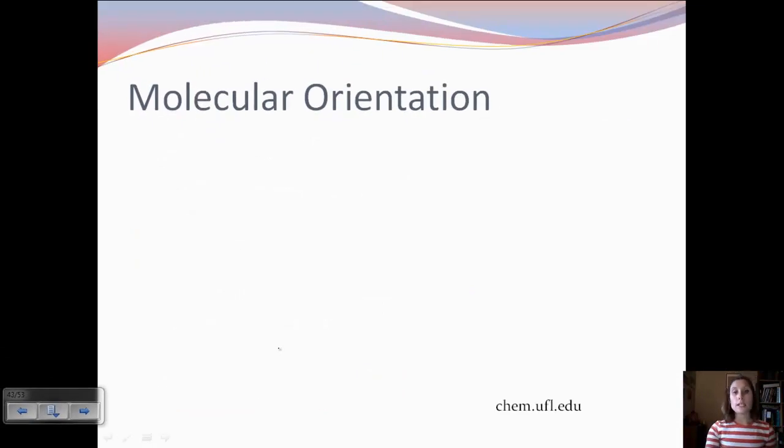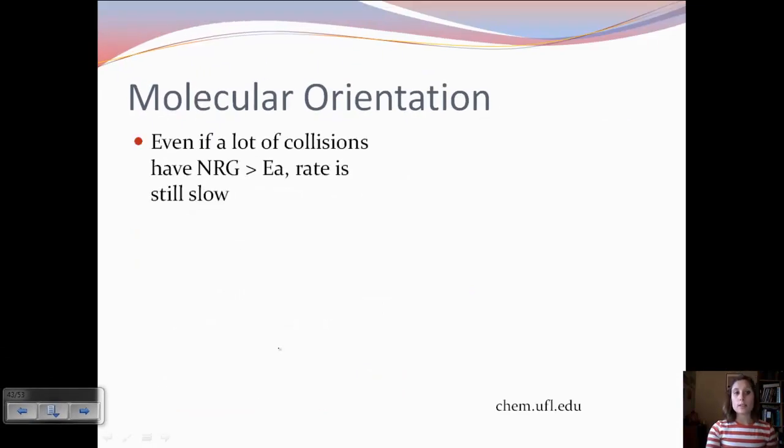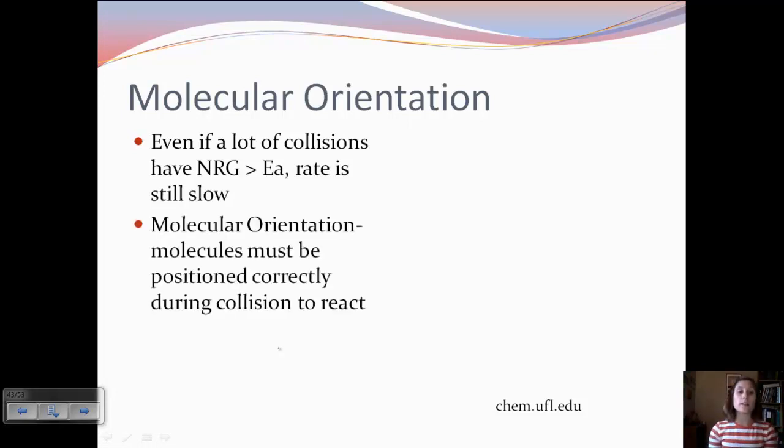Well, there's also something else that influences collisions. Even if we have a lot of collisions with energy above the activation energy, we found that the rate is still slow. So there's another factor involved here, and that's called molecular orientation. Molecules must be positioned correctly during a collision in order to actually react and produce products. They just can't randomly collide.